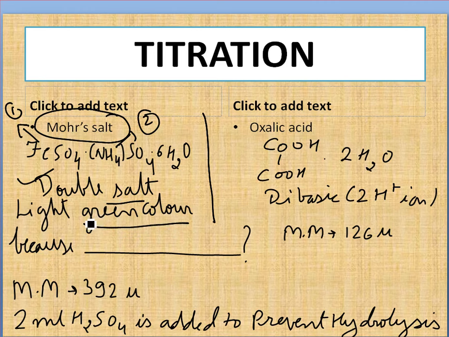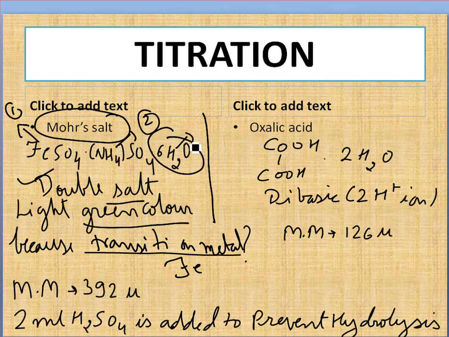Why is it light green in color? Because transition metal Fe is present in it. You know, transition metals show color. Clear? And this is a hydrated form. 6H2O is present, 6 molecules of water. That is all about Mohr's salt, and the molecular weight of Mohr's salt will be 392 atomic mass unit. Clear?